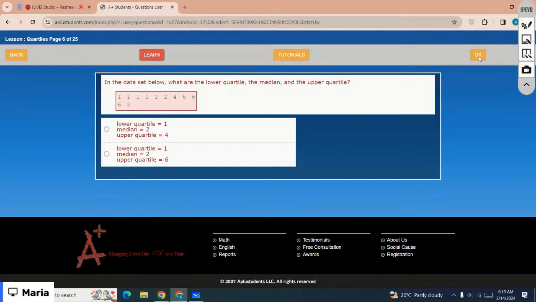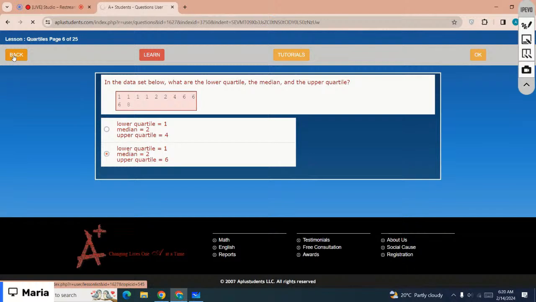In the data set below, what is the lower quartile, the median, and the upper quartile? So, which is the correct option? One, two, three, four, five. The median is 2, the lower quartile is 1, and the upper quartile is 6. That is option number 2. Very good. You can complete the lesson by yourself later today.